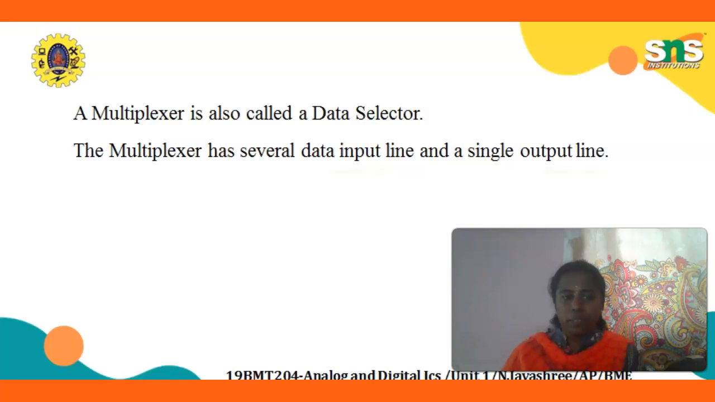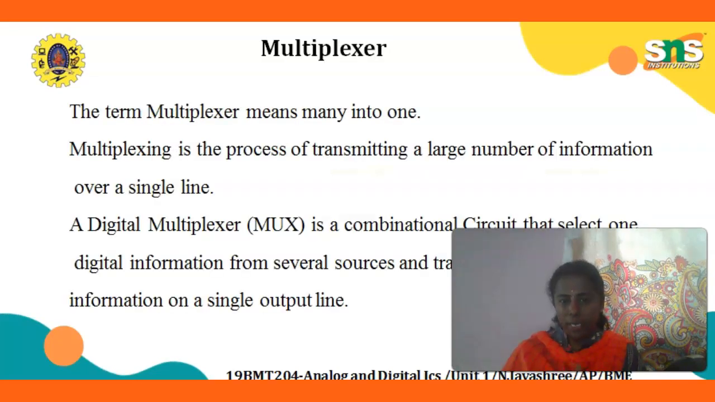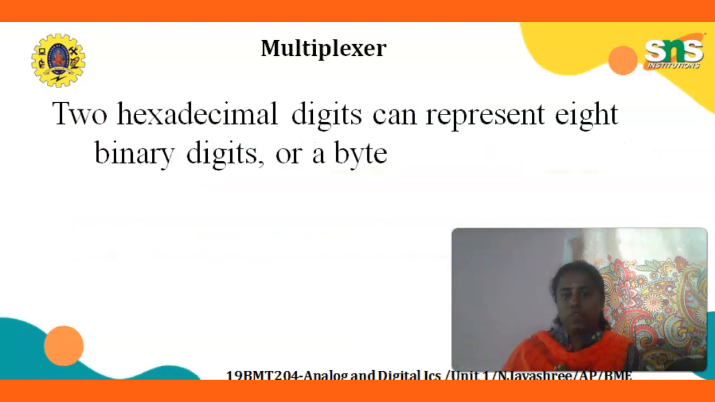The multiplexer has 2 power n input lines and n select lines. So for example, if we have 2 select lines, 2 power 2, we have 4 inputs and 1 output. Next one, the 2 hexadecimal digits can represent 8 binary digits or a byte. This is the multiplexer.